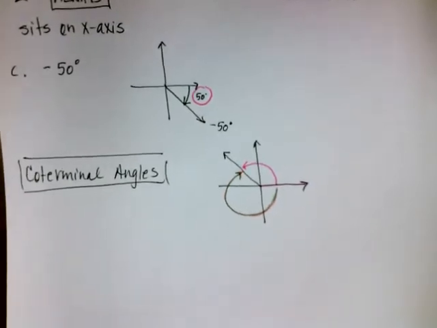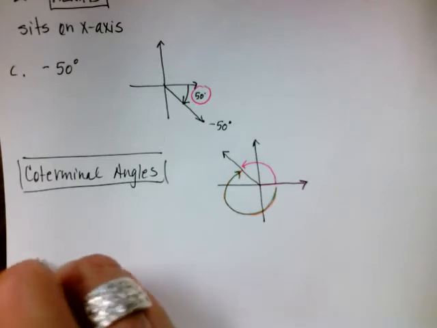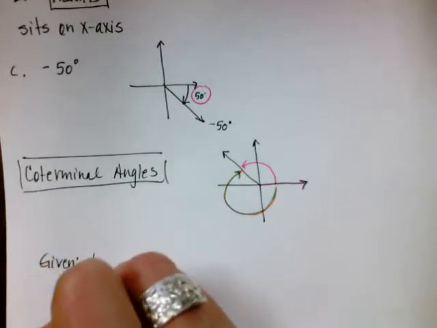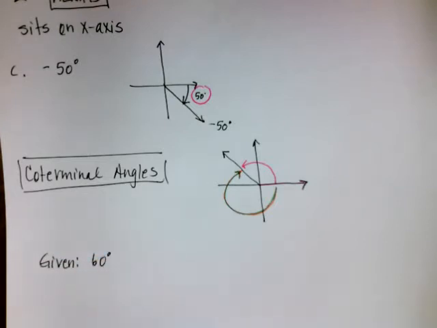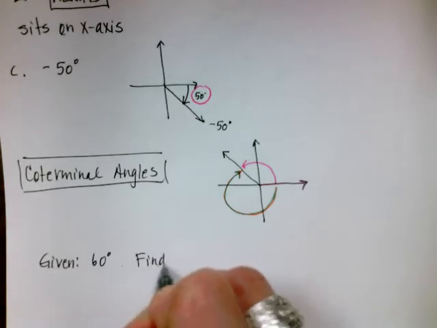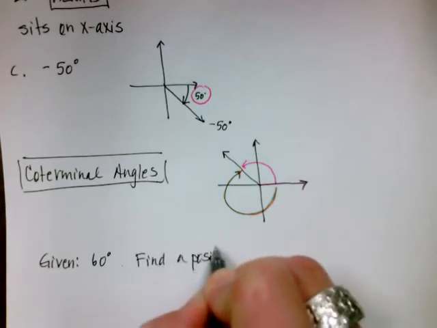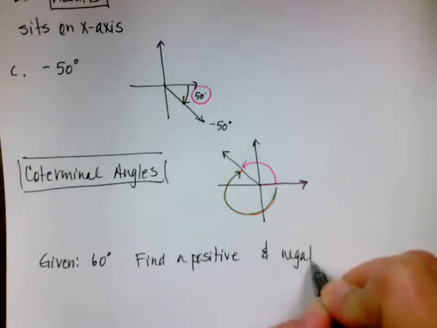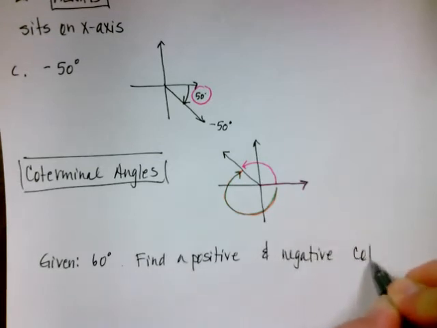Alrighty, and oftentimes we'll talk about find a positive and negative coterminal angle. So let me do a little example. So you're going to be given a 60-degree angle. We'll draw it in standard position, and it wants you to find a positive and a negative coterminal angle.